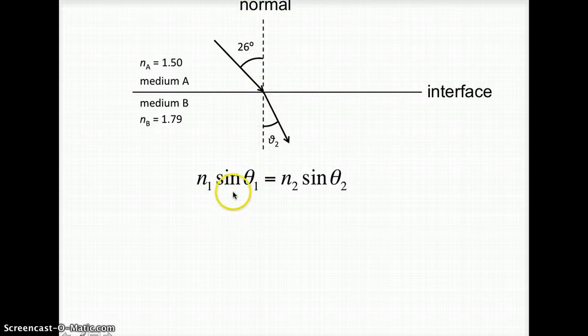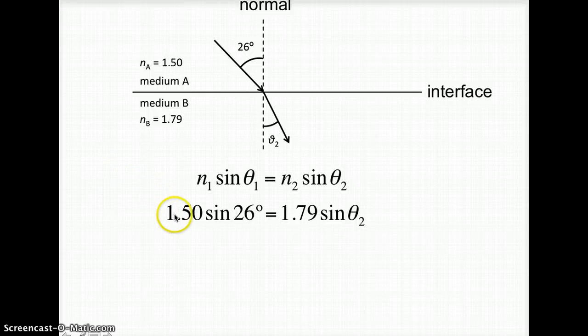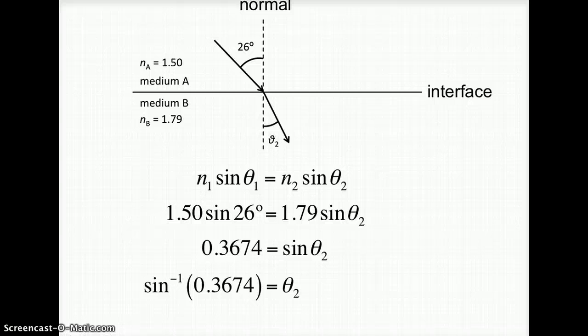Now we have to use the equation to find theta 2, the specific angle along which light travels in medium B. We plug in our values, 1.50 for n1, that's going to be nA, 1.79 for n2, that's going to be nB, and we plug in the angle that we're given, 26, which is the angle inside of medium A. We divide both sides by 1.79 and we calculate the entire left side to be this. To solve for theta from here, we have to take the inverse sine of both sides, and that gives us an angle of 21.6 degrees.